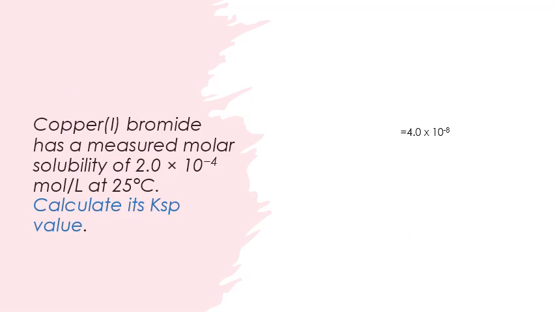And now let us see: copper 1 bromide has a measured molar solubility of 2 times 10 to the power negative 4. That means molar solubility x is given, which is 2.0 times 10 to the power negative 4 moles per liter. And then calculate the Ksp. Same type of question. To calculate Ksp, first we will write the equation: CuBr solid will give us Cu+ and Br-. So 2 ions. So we can just substitute in the form Ksp equal x squared.